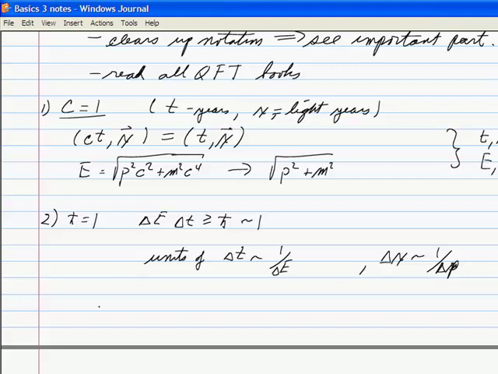The most important thing that I have is e to the i (Et minus p dot x) over h bar goes to e to the i (Et minus p dot x). And those guys are now dimensionless by what we just did. That's good.